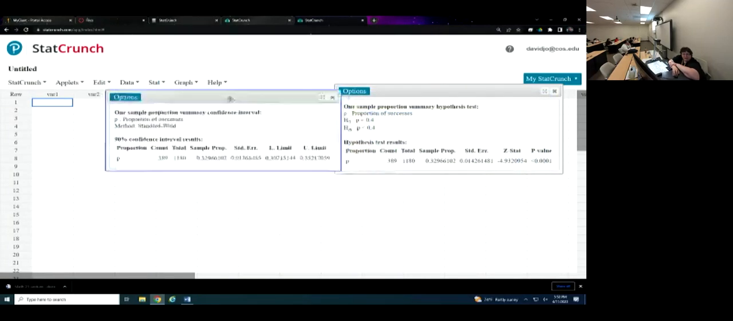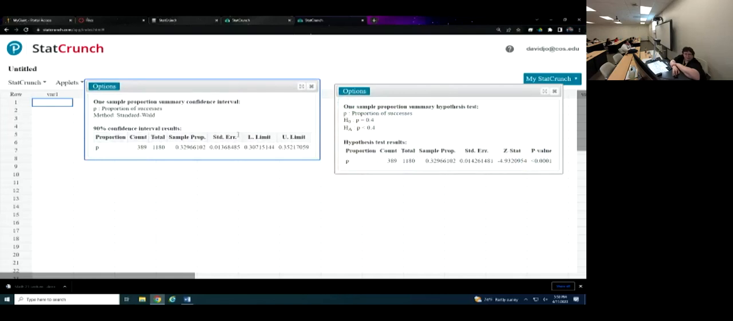I click compute and I get a lower limit of 0.307. I'm going to write this down on the other piece of paper. And I get an upper limit of 0.352. Pulling that information from right here, our confidence interval. H naught is P equals 0.4. Is 0.4 in the range 0.307 to 0.352?